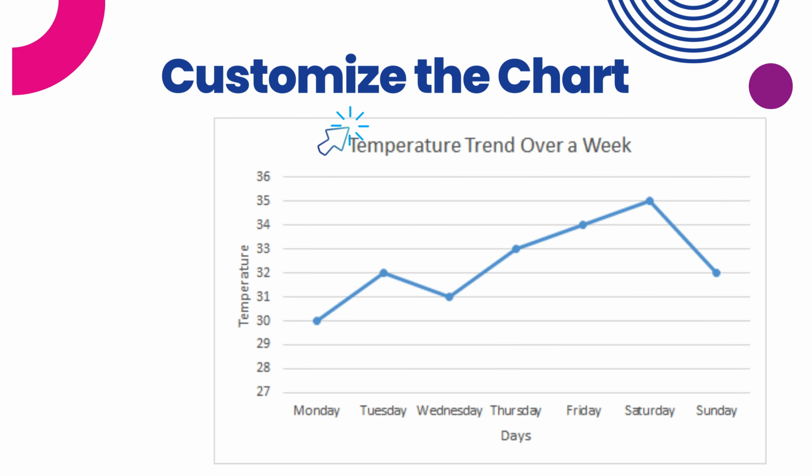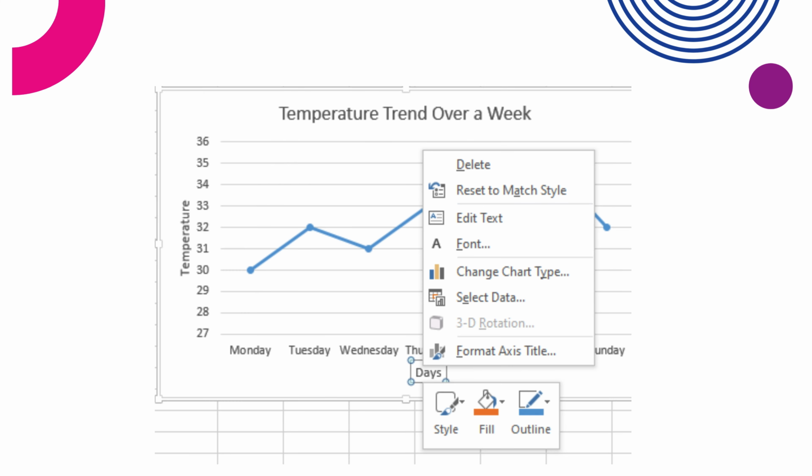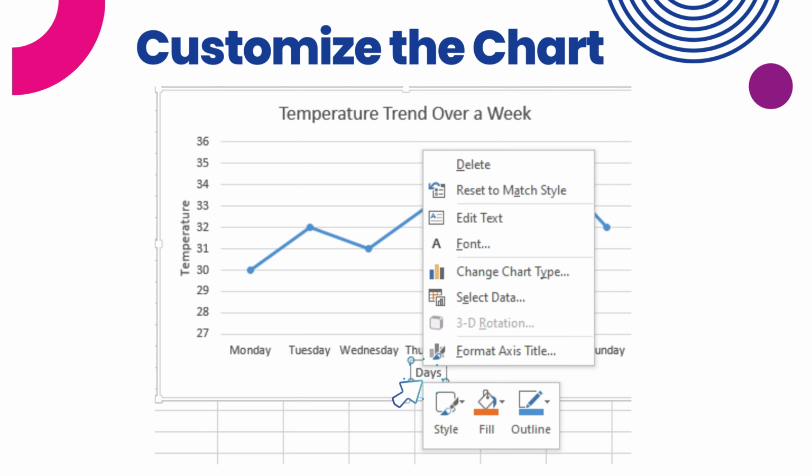For adding a title, click on the chart title and type the name as per your need. Labeling the axis: right-click on the x-axis, Days, and choose Format Axis to adjust settings if needed. Do the same for the y-axis, Temperature, if required.